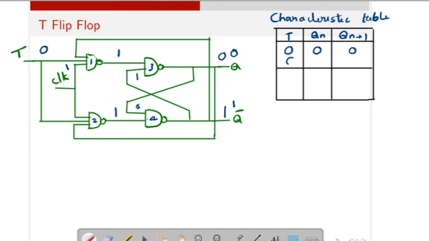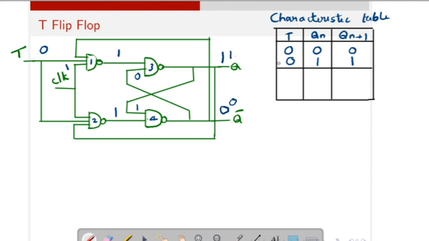Okay, next we take T is equal to 0 and present state is equal to 1. Okay, so when present state is equal to 1, then present state bar is equal to 0. Okay, so input is same, so the output of first and second NAND gate is same, 1. Then for the third NAND gate, one of the input is equal to 0, then output is equal to 1. Fourth NAND gate, both inputs are 1, then output is equal to 0. That means when T is equal to 0 and Qn is equal to 1, then Qn plus 1 is 1 itself. Okay, this means that when T input is equal to 0, then the T flip-flop retains the previous state.